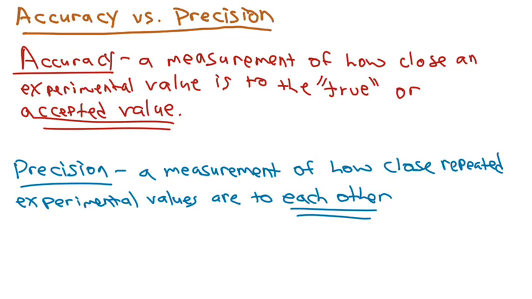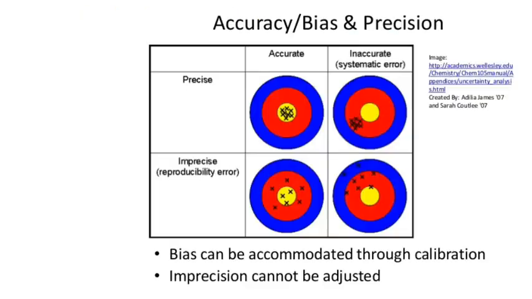So in common language, you hear these two terms used interchangeably. In science, that's not the case. Accuracy means how close you are to the true value. Precision, how close your repeated experiments are to each other. So this is a common chart that most people use to explain it. We have accuracy in this column, inaccuracy in this column, precision in this row, imprecision in this row.